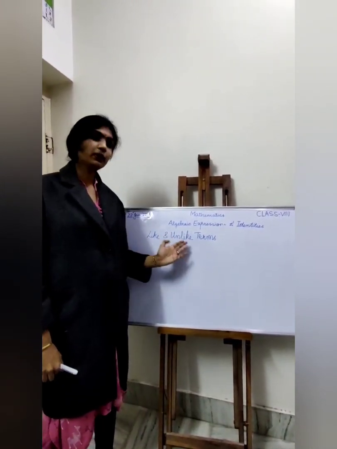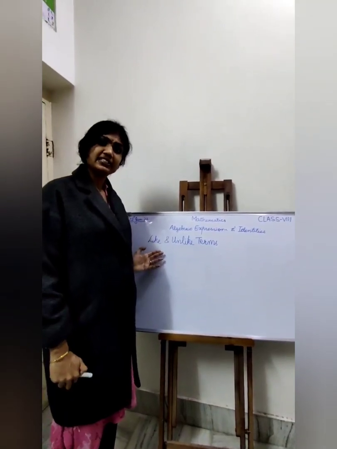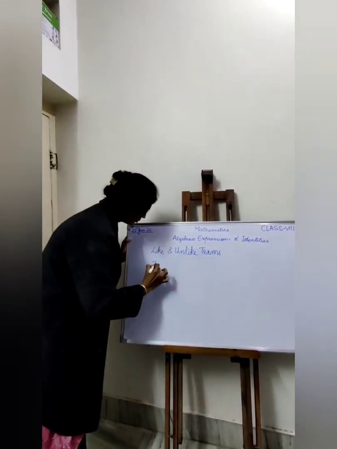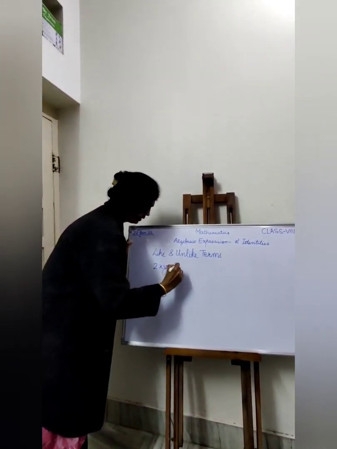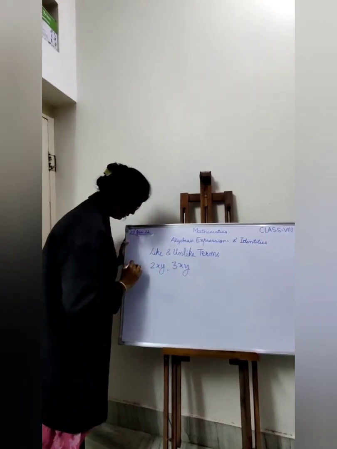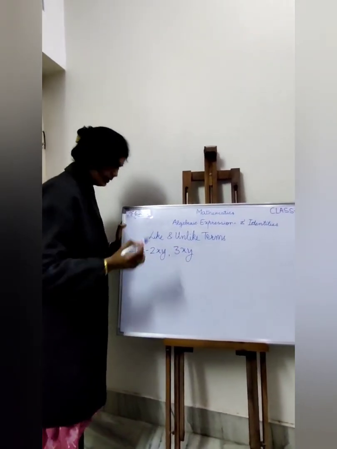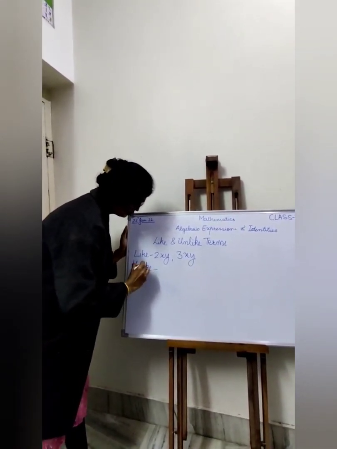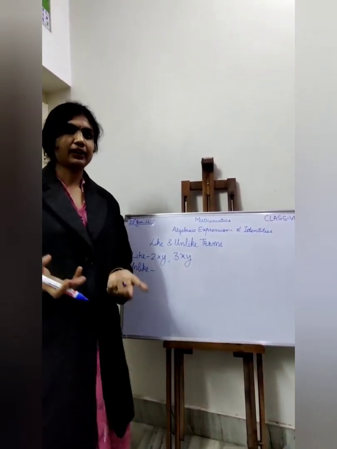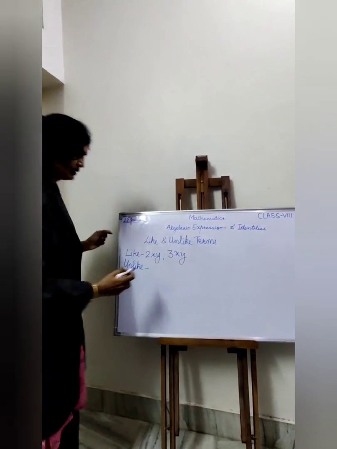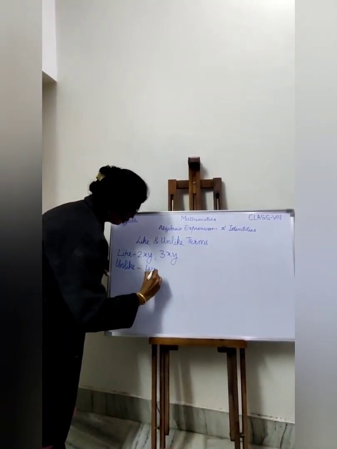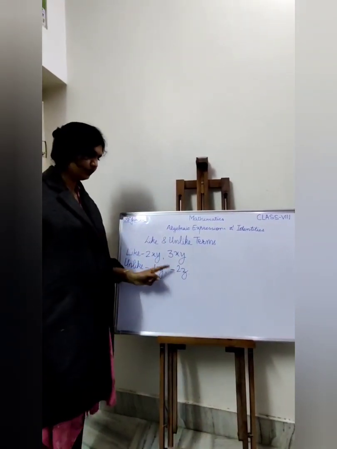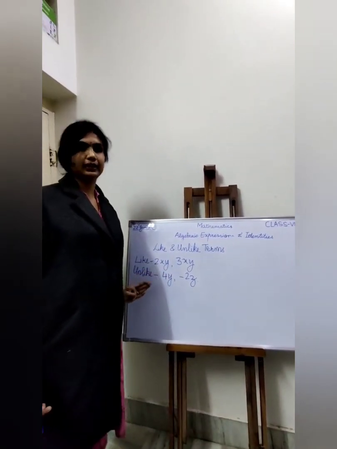What are like terms and what are unlike terms? The terms having the same algebraic factors are known as like terms. For example, if I have the terms 2xy and 3xy, these are like terms. And if we talk about unlike terms, the terms having different algebraic factors are known as unlike terms. For example, 4y and minus 2z. They have different algebraic factors, so these are unlike terms.